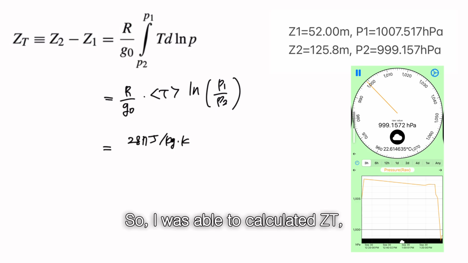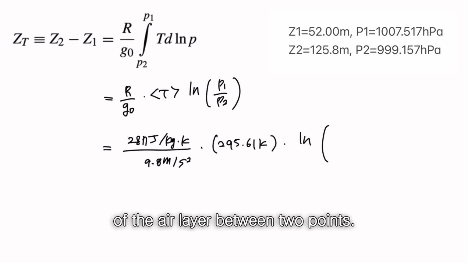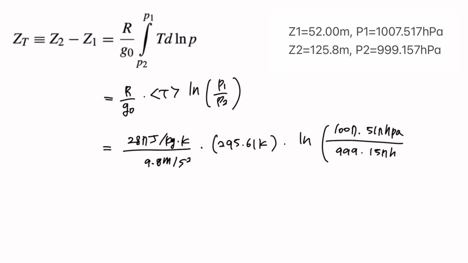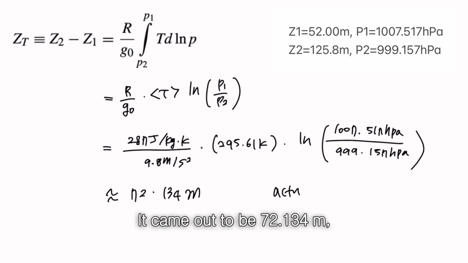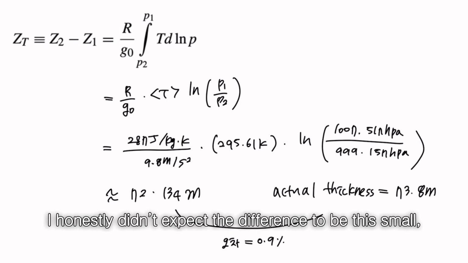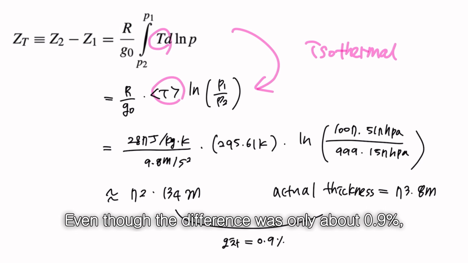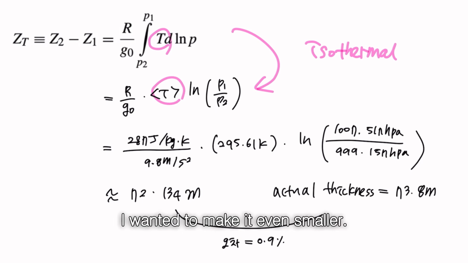So I was able to calculate ZT, which represents the thickness of the air layer between 2 points. And it came out to be 72.134 meters, while the actual height was 73.8 meters. These two values are actually really close, and I honestly didn't expect the difference to be this small, especially since we had to assume the air was isothermal. Even though the difference was only about 0.9%, I really wanted to make it even smaller.